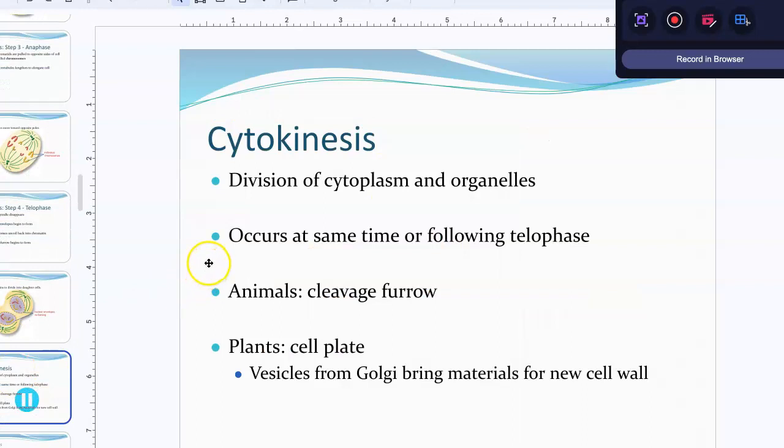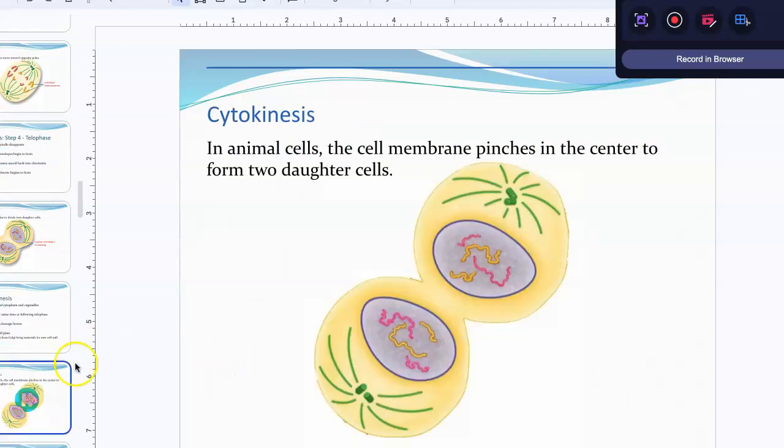Cytokinesis is the process of the cytoplasm and organelles getting split up between the two of them. You are forming two brand new cells. The cleavage furrow is happening in animals; in plants there's a cell plate, and then of course the easiest way to see that we do not have chromosomes anymore. They are all done.